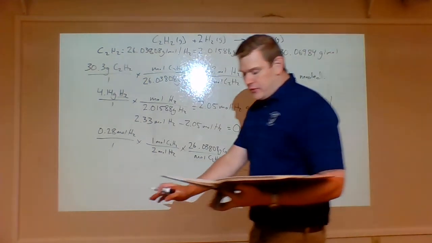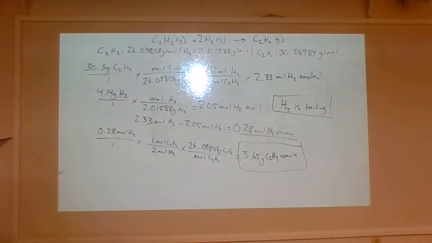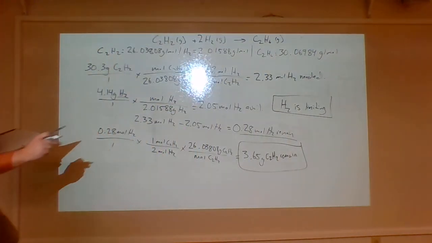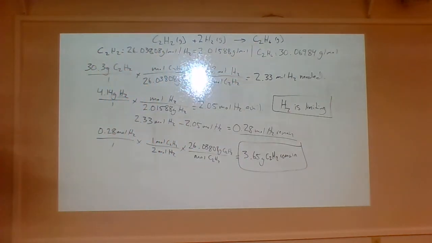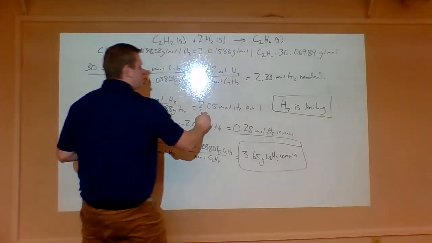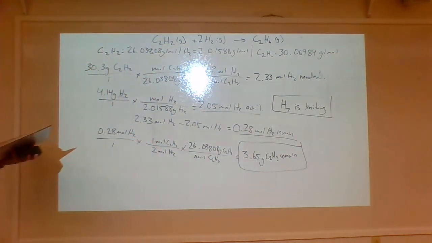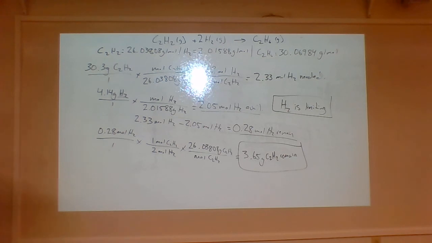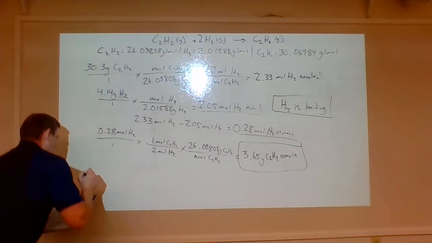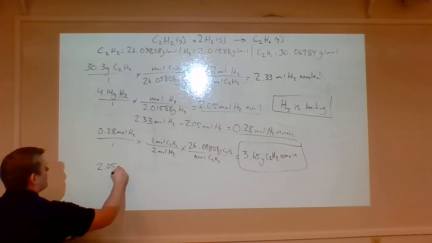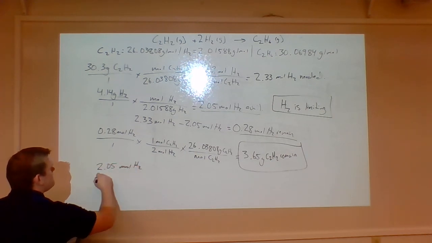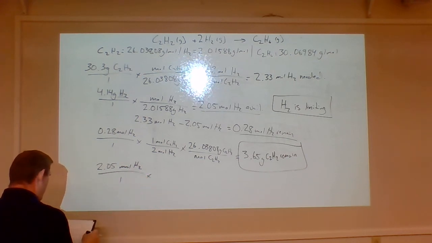Okay, the final step here is to determine how much of our product, the C2H6, is formed. So to do that, we're now going to convert our number of moles of our limiting reactant into our mass of product formed. So we start with our 2.05 moles of H2 over 1.